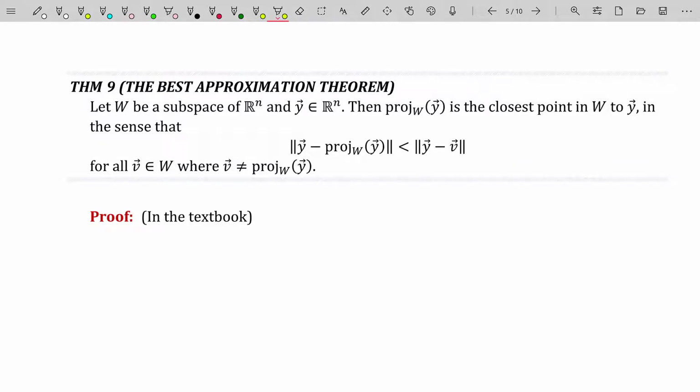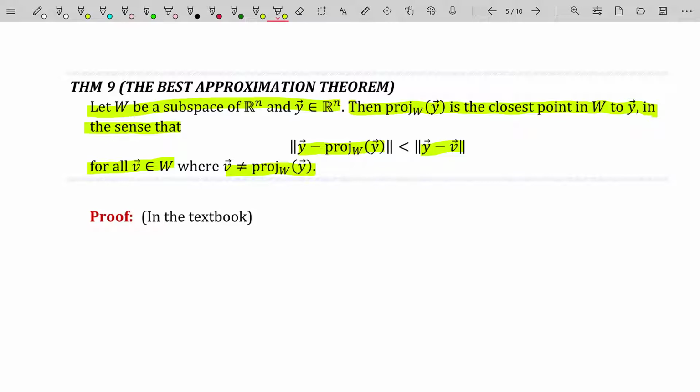Let W be a subspace of Rn and y be some vector in Rn. Then the projection of y, remember that's the shadow of y onto W, is the closest point in that plane, or that subspace, to the actual vector y, in the sense that the distance between y and that projected shadow is less than the distance between y and any other vector within your subspace, where that vector within your subspace is not the shadowed vector.